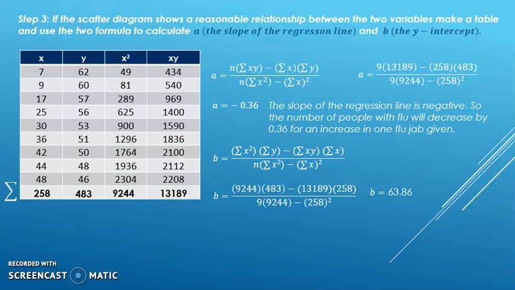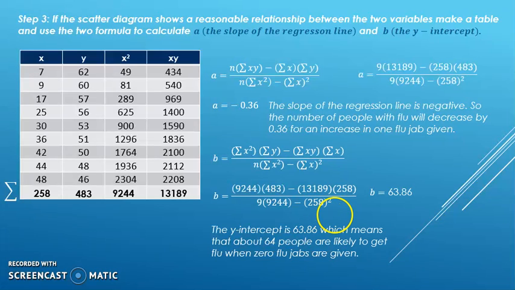63.86. So what does that mean? Well, simply it means the y-intercept is at 63.86. So when x is 0, y will be 63.86. And this means that approximately 64 people are likely to get flu when 0 flu jabs are given.